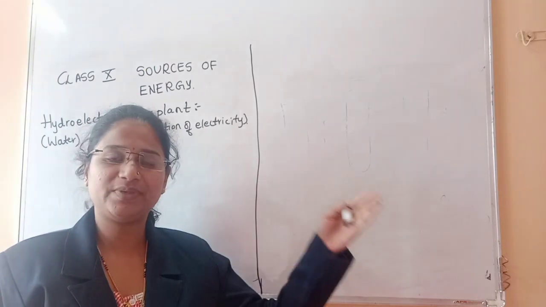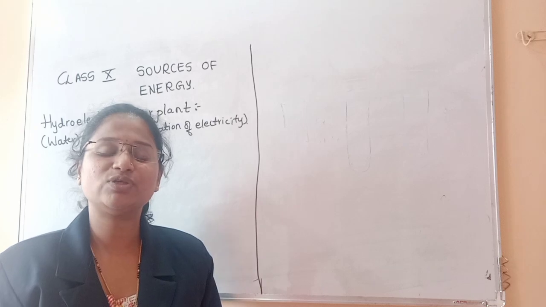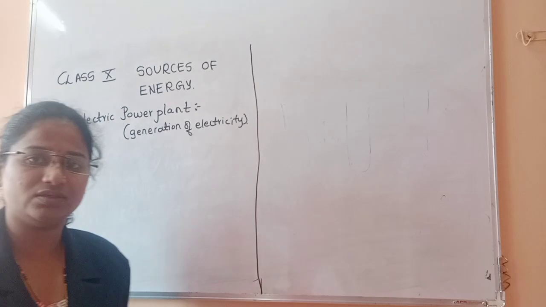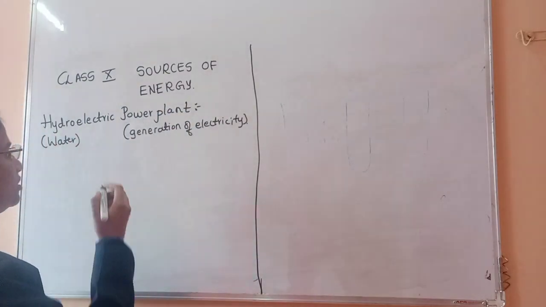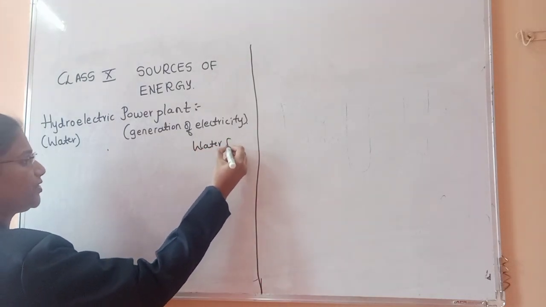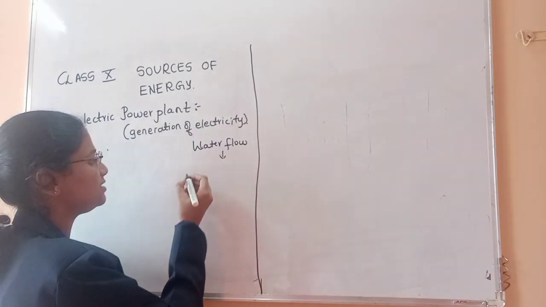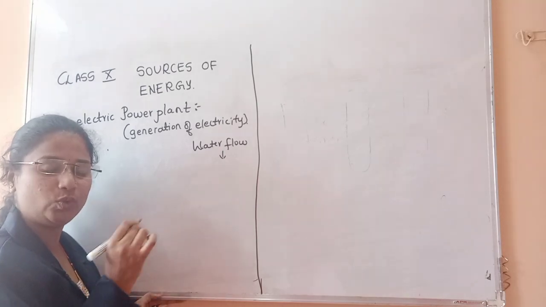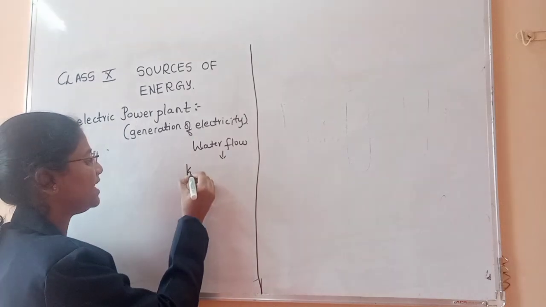In the previous one, the electricity was generated using heat energy, so it was called a thermal power plant. What is the property of water? Water will always be flowing, right? This water flow carries some energy with it, the energy associated with the movement, with the flow. What is that energy called? Yes, it is nothing but kinetic energy.